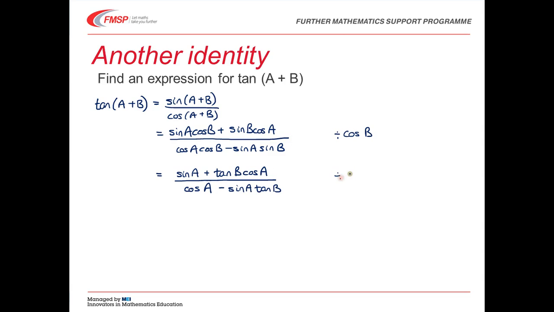Now I can divide everything by cos A. So the first term is now sine A over cos A, which is tan A. And the second term, I've got tan B, cos A divided by cos A. And then in the denominator, cos A divided by cos A is 1. And sine A divided by cos A is tan A, and I've got tan B.